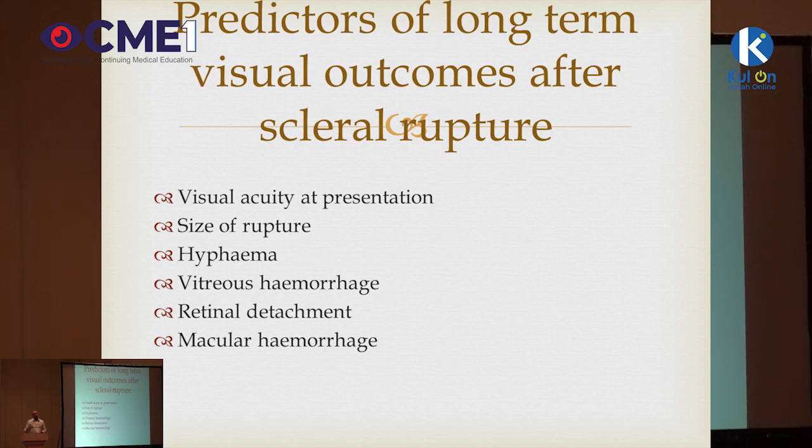People that have bigger ruptures will do worse than people that have smaller ruptures, simply because the risk of retinal detachment and PVR is much higher in those patients. If they have hyphema, vitreous hemorrhage, retinal detachment, or macular hemorrhage at the first visit, at the time of presentation, those patients often will also have worse visual outcomes.